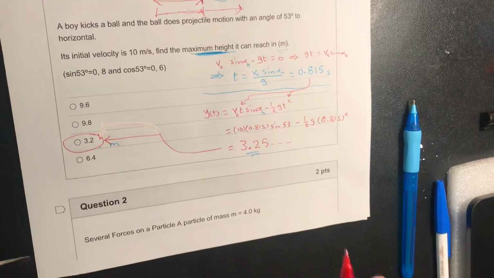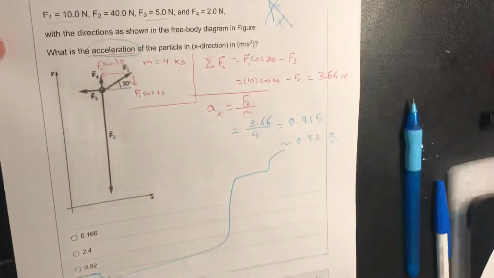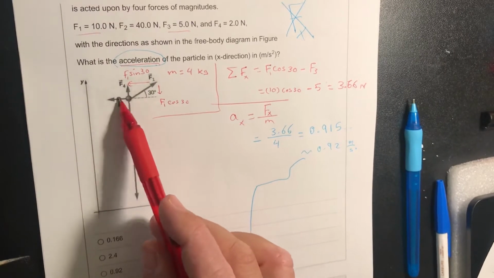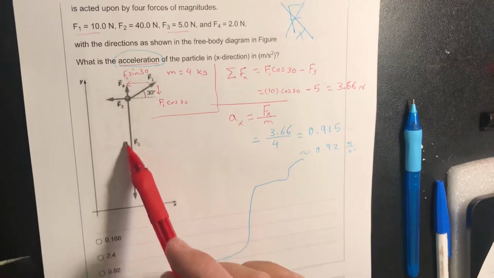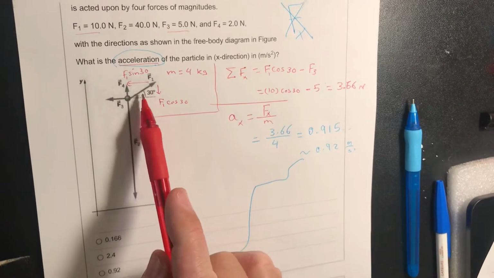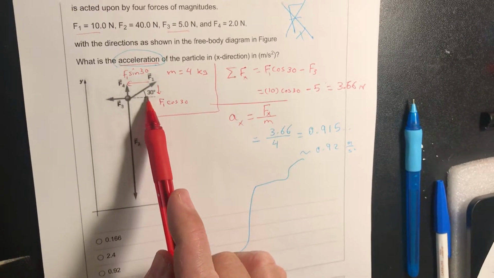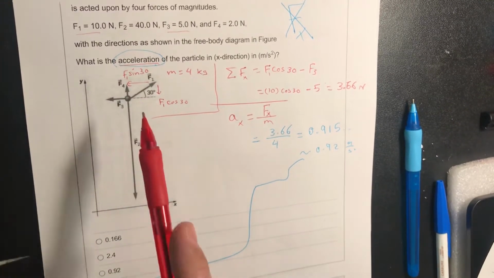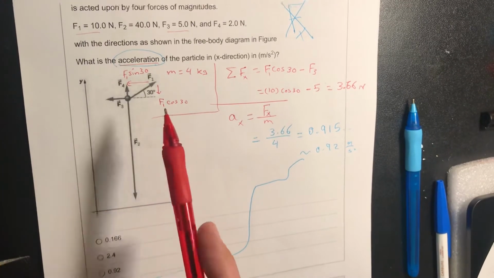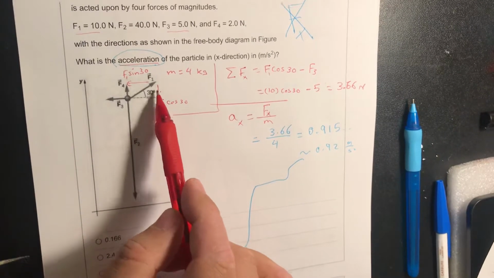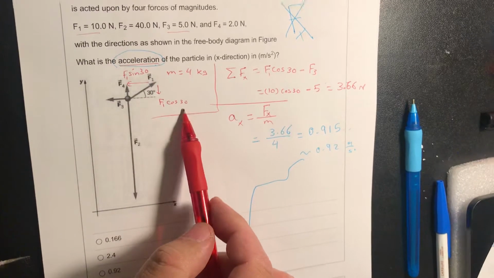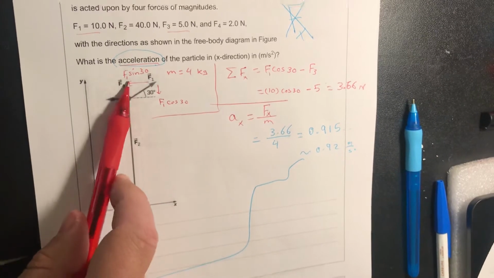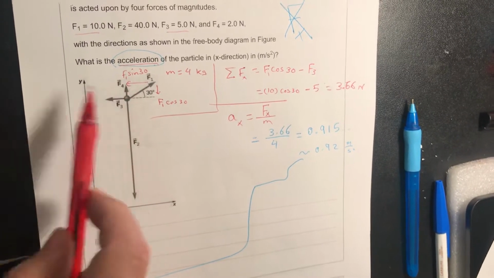The second question, we have a mass of 4 kilograms. We have 4 forces on it. Three of them are directly on the x-axis and y-axis, but one of them has an angle of 30 degrees above the x direction. Then we have 2 components for f1, which is f1 cosine 30 on the positive x-axis, and f1 sine 30 on the positive y-axis.